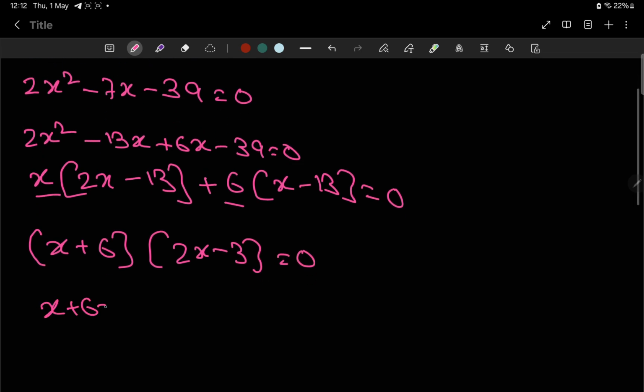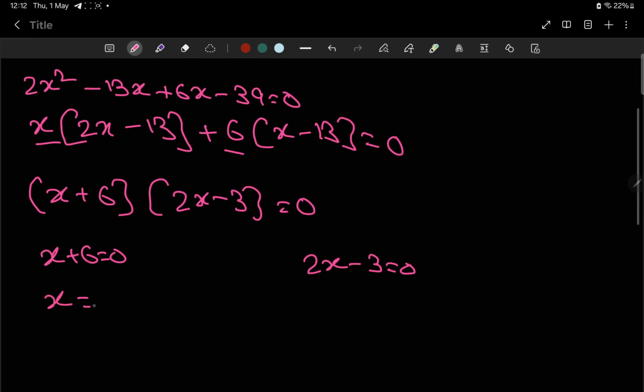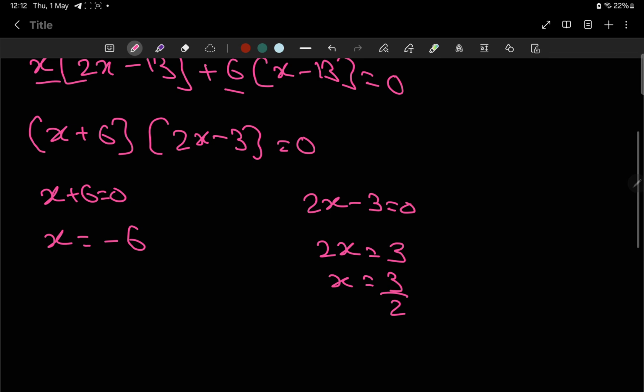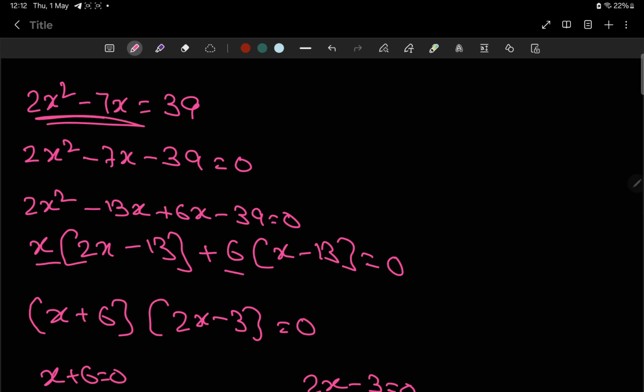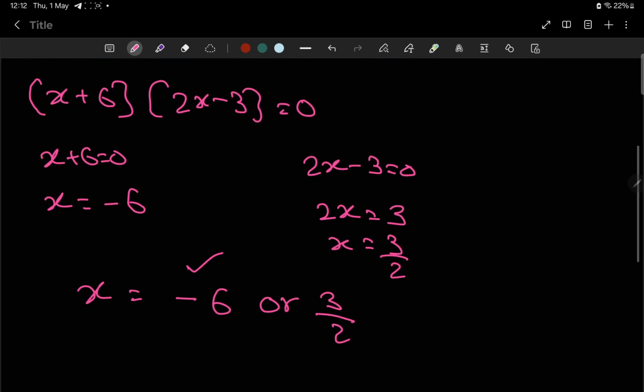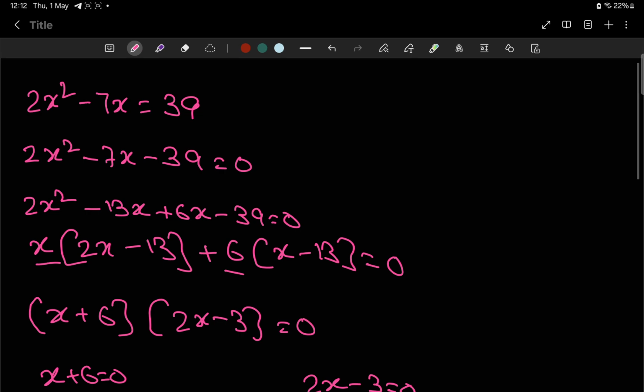So x plus 6 is equal to 0 and 2x minus 13 is equal to 0. So then x is equal to minus 6 and 2x is equal to 13, so x is equal to 13 by 2. So the solution of this quadratic equation, or the value of x, is minus 6 or 13 by 2. If we substitute either minus 6 or 13 by 2 in this, we will get 39. So both are solutions of this quadratic equation.